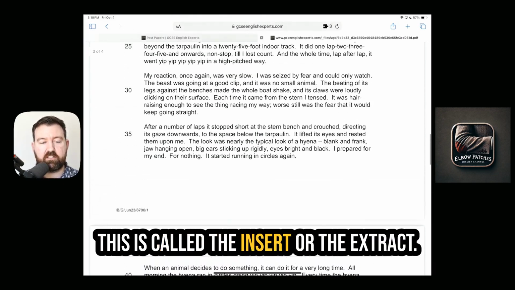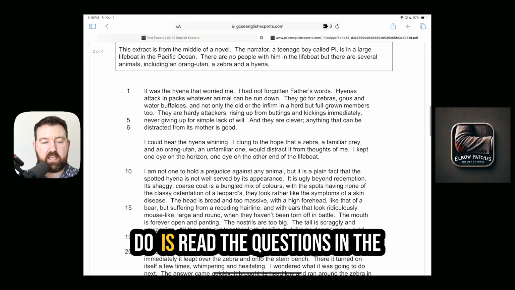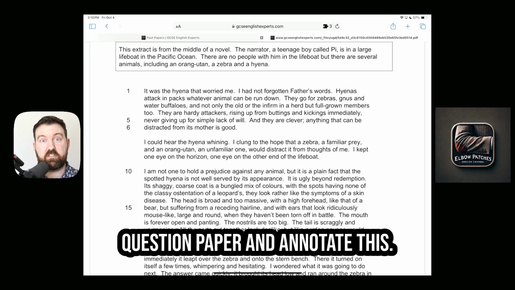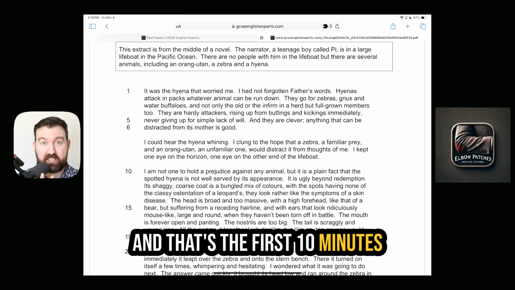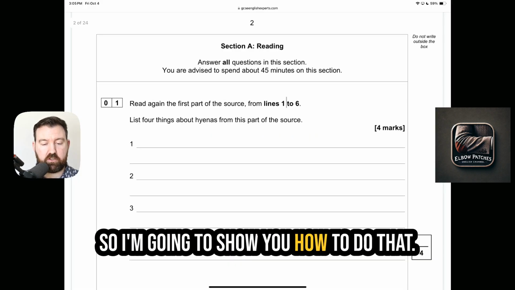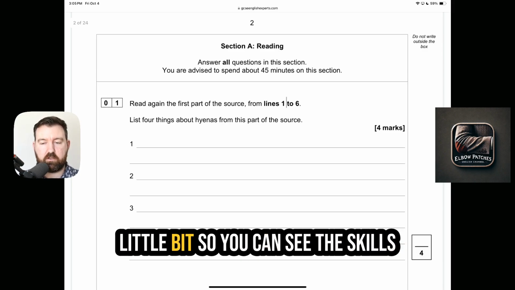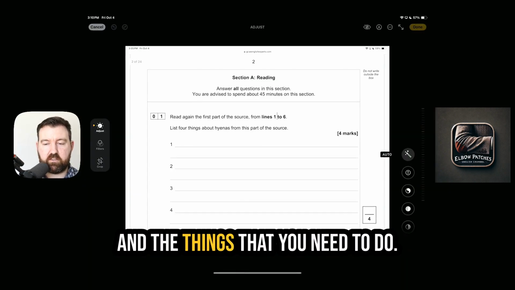This is called the insert or the extract. And then what you will need to do is read the questions in the question paper and annotate this. And that's the first 10 minutes of your hour and 45 minutes. Okay, so I'm going to show you how to do that. And I'm going to mark up the pages a little bit so you can see the skills and the things that you need to do.